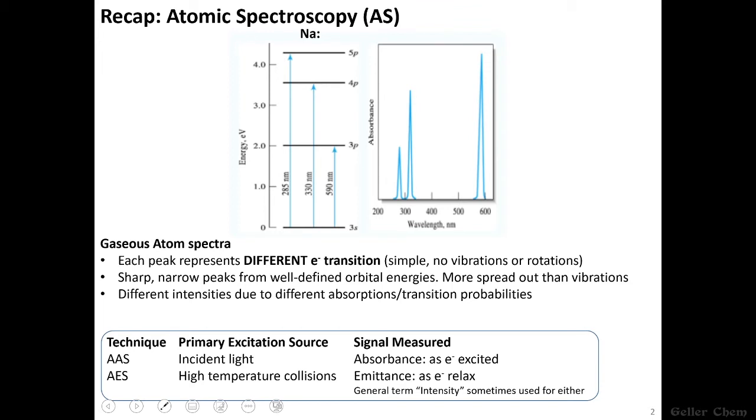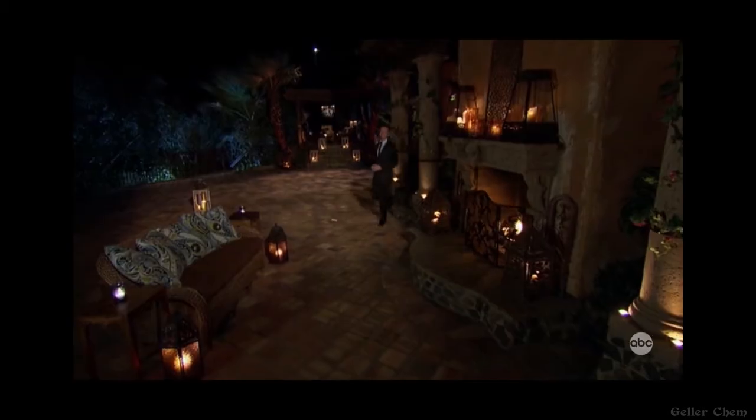Now, a general term for both of these signals would just be intensity, and that's what we'll typically be using in this unit. We'll just say intensity, and we understand we're tracking the intensity of absorption or emission of light based on what technique we're using. Now, as for which one to use, well, we contrasted the major pro and con before. Let's recap that. It's really kind of like having to pick between two great choices on The Bachelor.